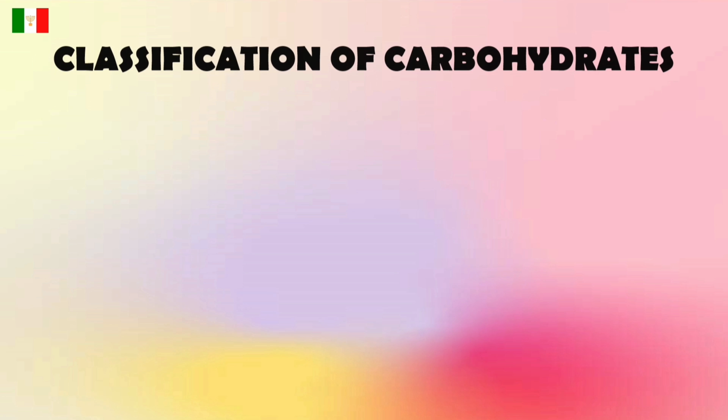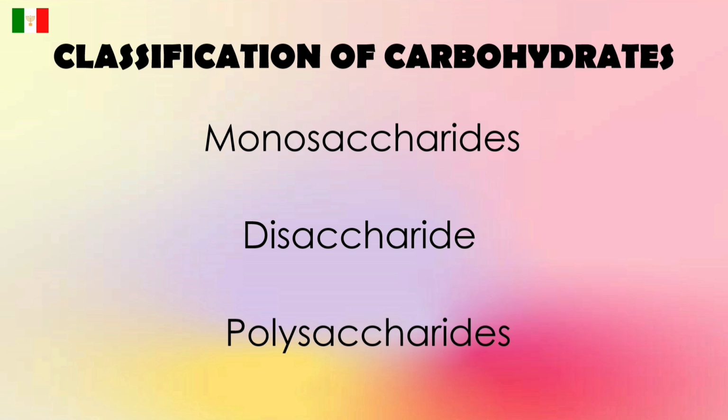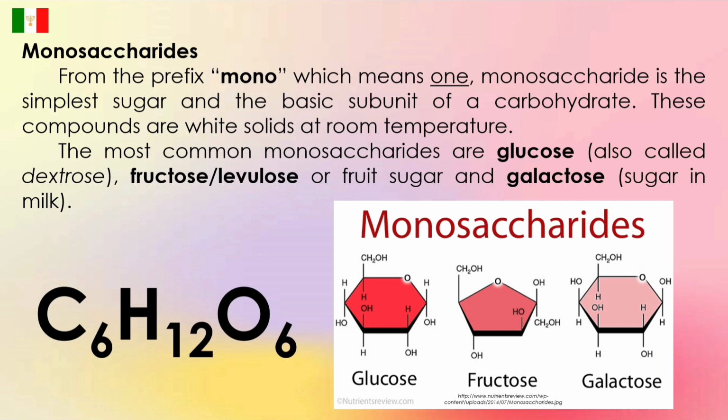Carbohydrates may be classified into the following: monosaccharides, disaccharides, and polysaccharides. Let us discuss monosaccharides. This is from the prefix mono, which means one. Monosaccharide is the simplest sugar and the basic subunit of a carbohydrate. These compounds are white solids at room temperature.